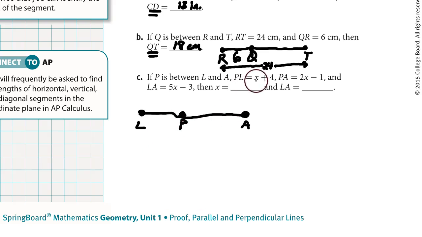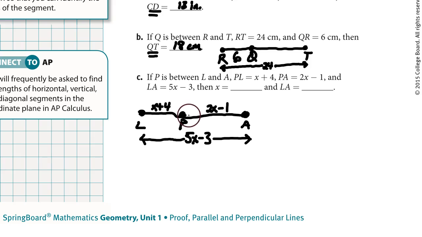From P to L is x plus 4. So this little piece here, x plus 4. From P to A is 2x minus 1. That's this piece. From L to A is 5x minus 3. So the entire distance gets labeled 5x minus 3. Let's figure out what x is equal to and then figure out length LA.